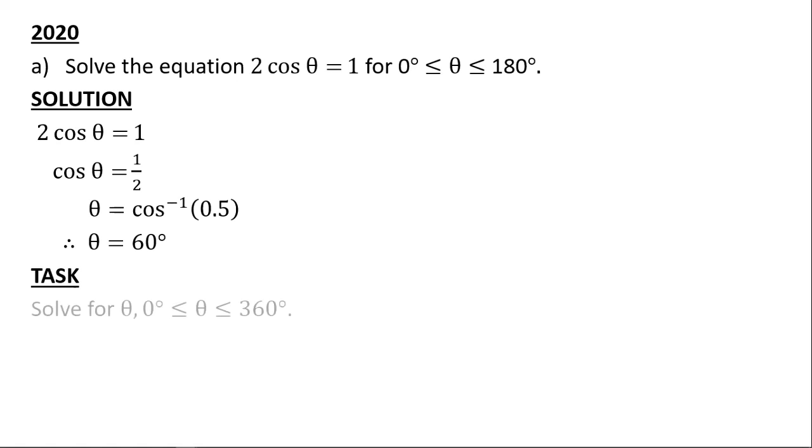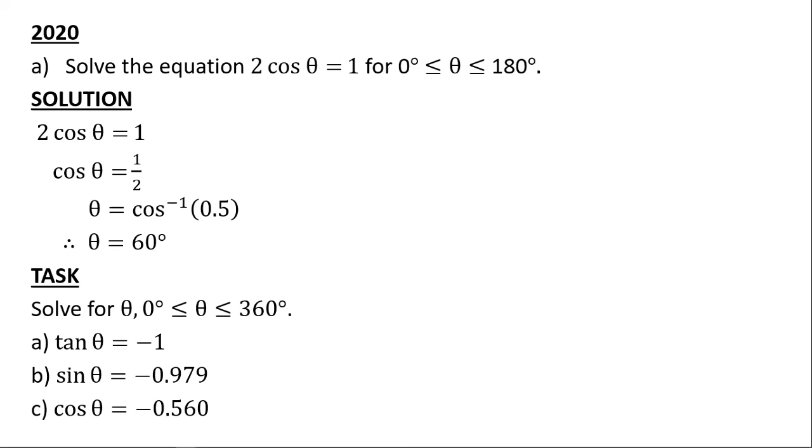Task. Solve for theta. We have 0 degrees less or equal to theta less or equal to 360 degrees. For the first one, tan theta equal to negative 1, sine theta equal to negative 0.979, cos theta equal to negative 0.560. Our solutions, tan theta equal to negative 1. So where there's this negative 1, replace it with a positive 1.